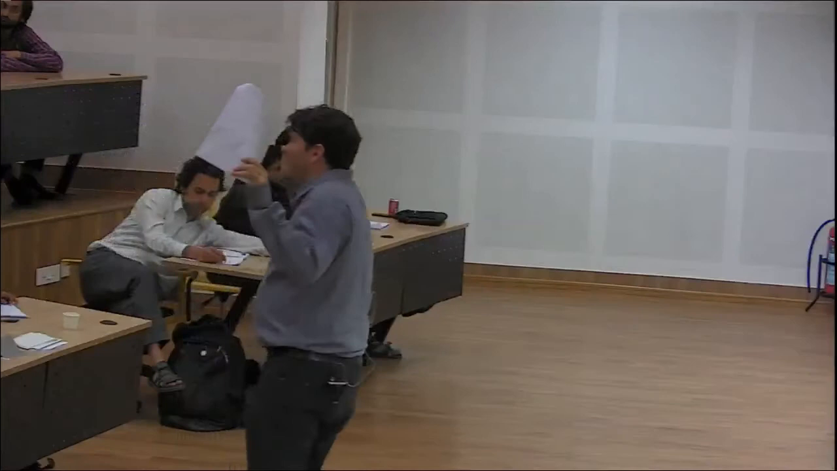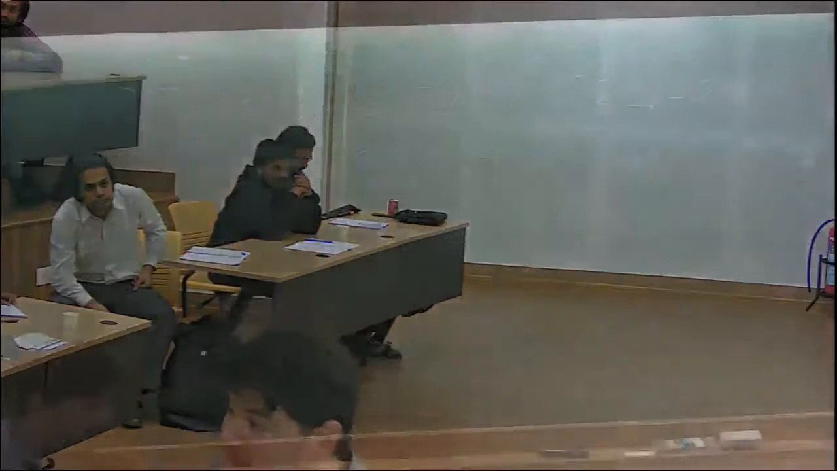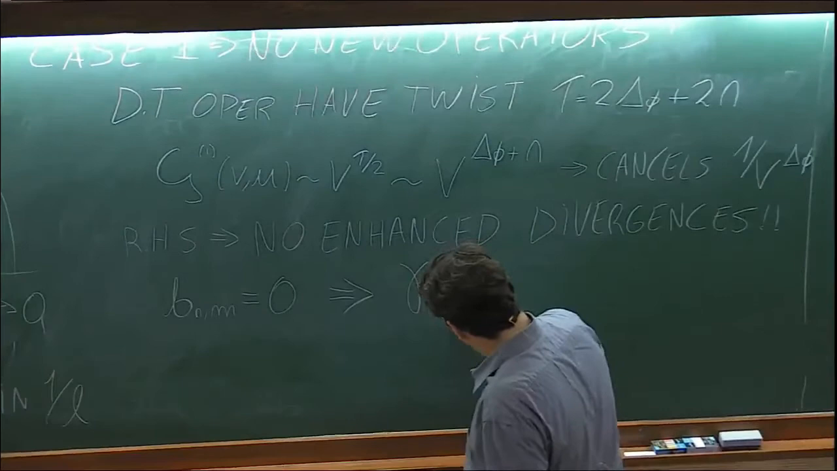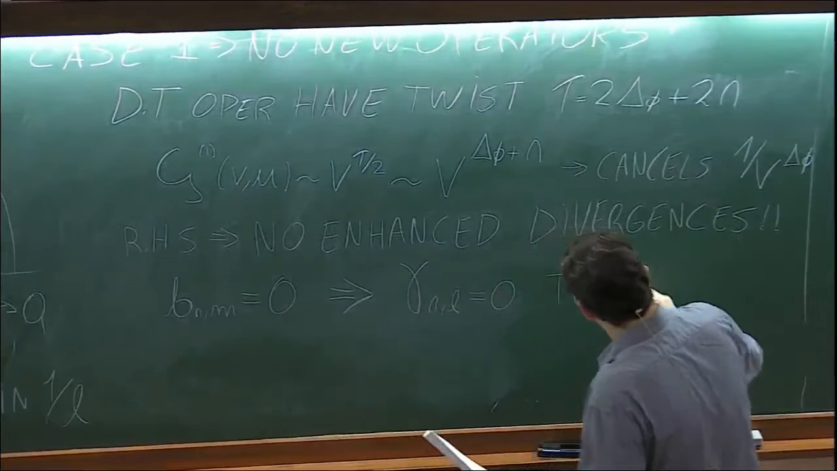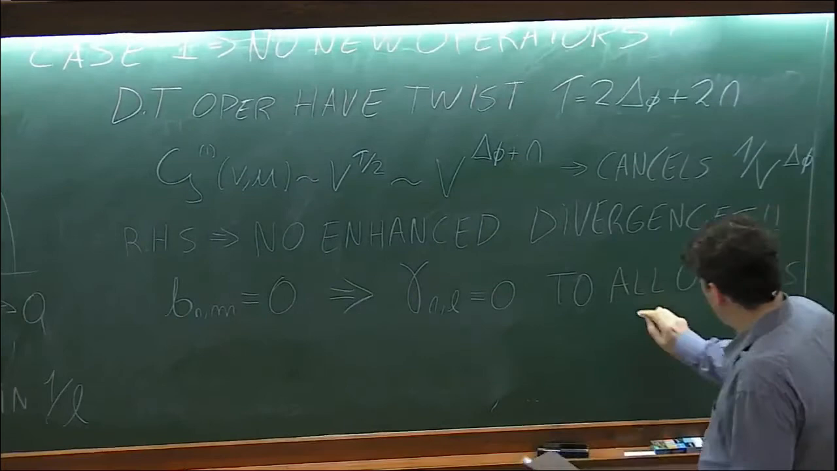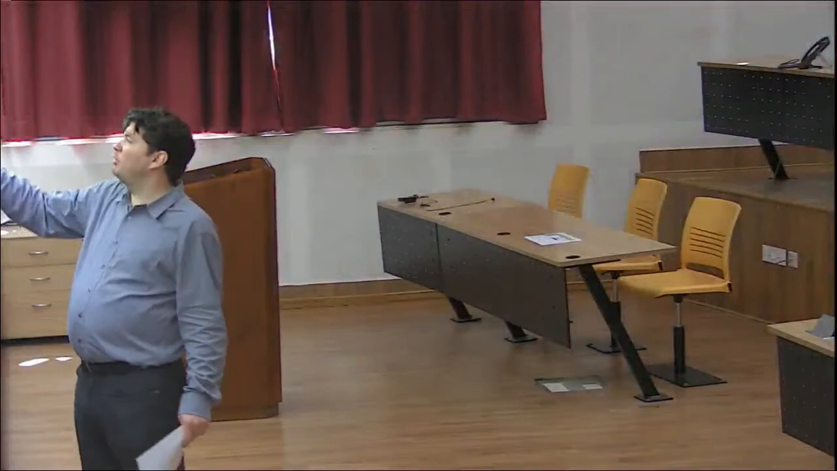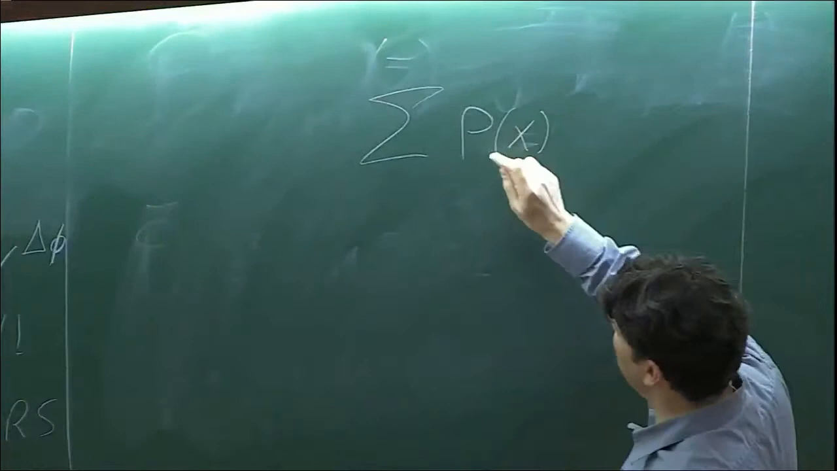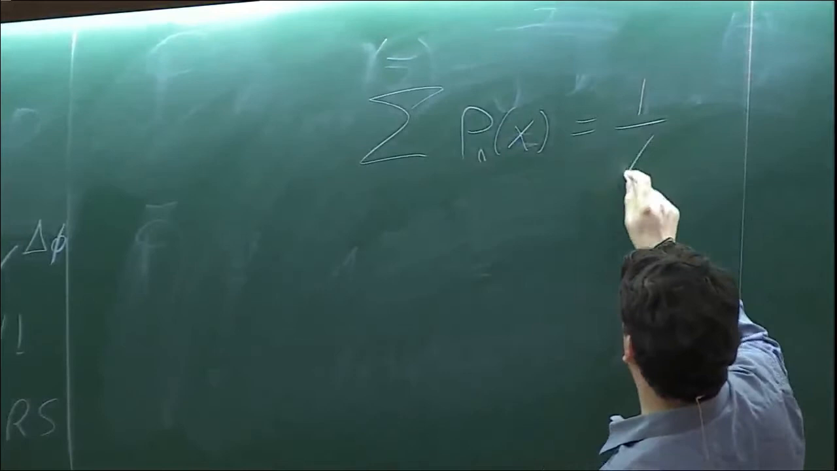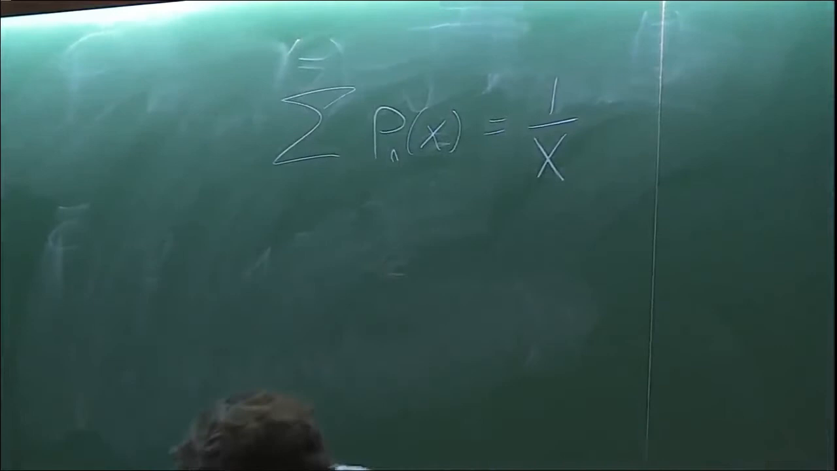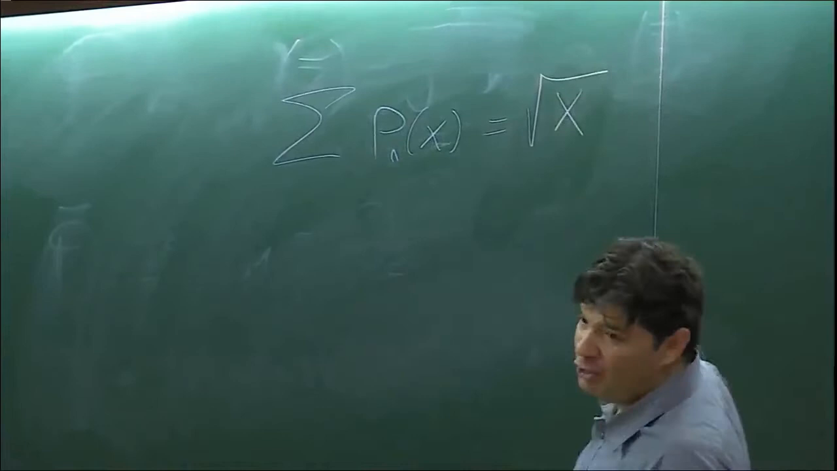Well, some computation. In particular, from this one can deduce that gamma NL, and here I will make a very interesting comment, is equal to zero to all orders in 1 over L. But actually, imagine that I give you polynomials on the left, and I tell you that, given polynomials of x with some n here, let's say hypergeometric functions are roughly polynomials, you have to give me a 1 over x. Of course, you will need an infinite number of polynomials. However, if I give you a square root of x, you also will need an infinite number of polynomials.